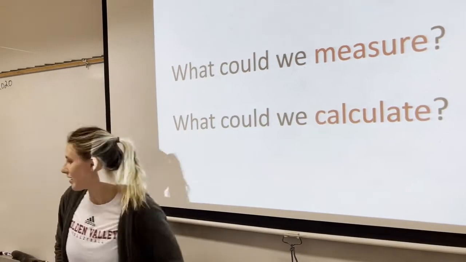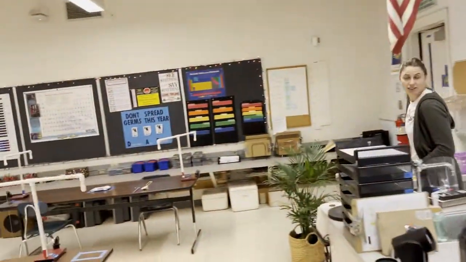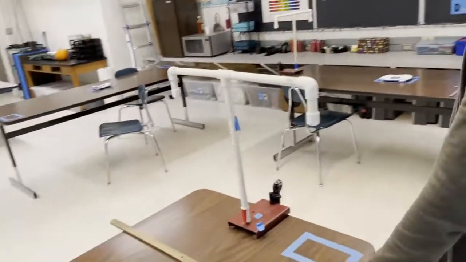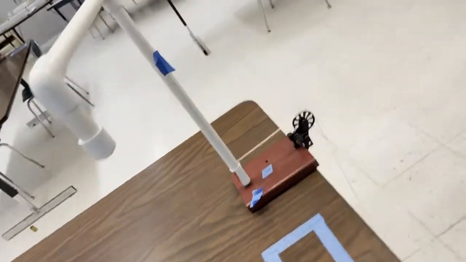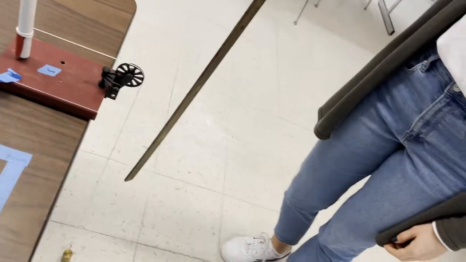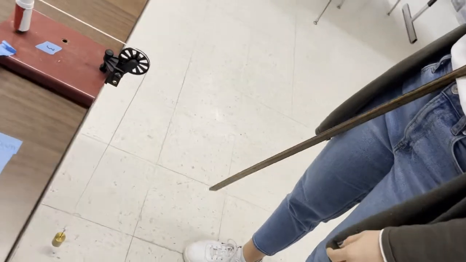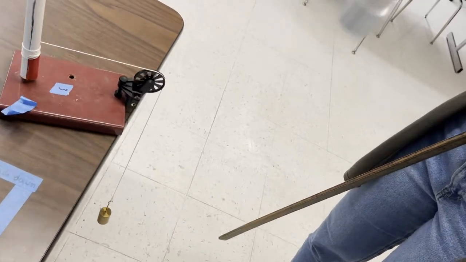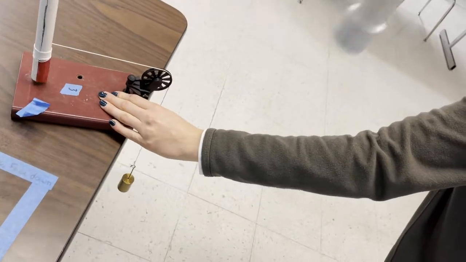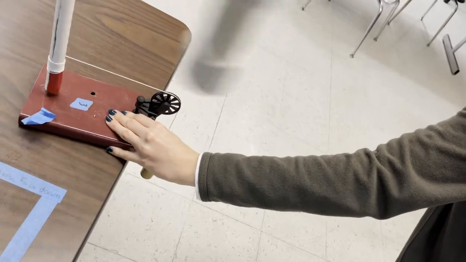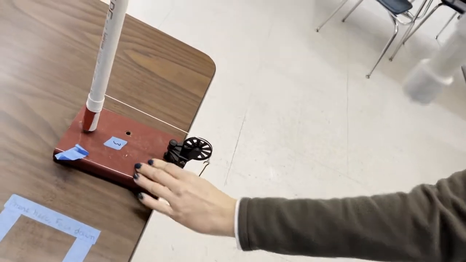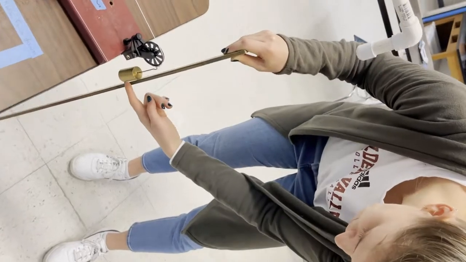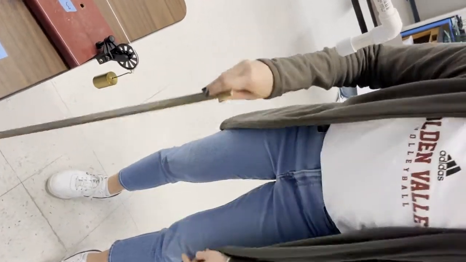Okay, so what things could we measure here? And what can we calculate? Let's start with measure. So this is our apparatus. We could measure the distance, the height that the thing fell. Here we're running it in reverse. See how we're winding up? So we could measure, and you'd want to measure from the bottom of right here to the ground. Okay, to the ground.